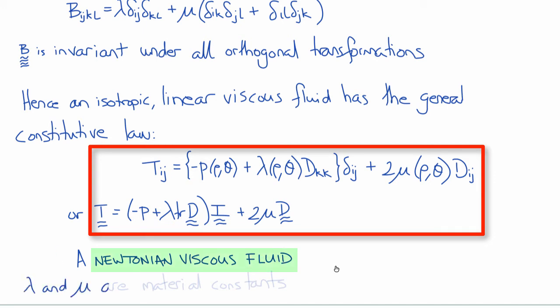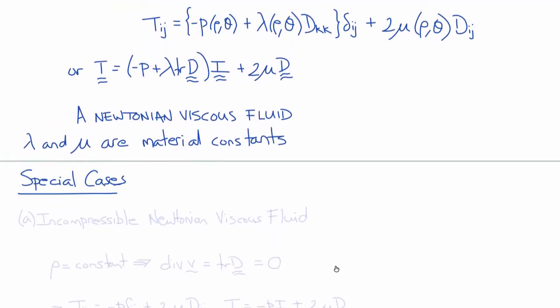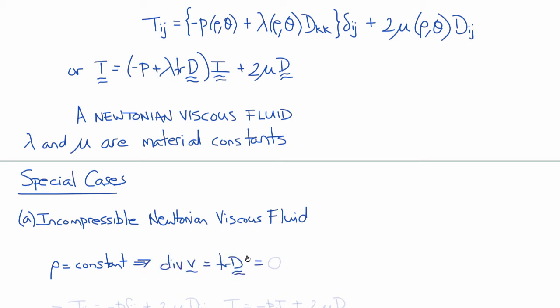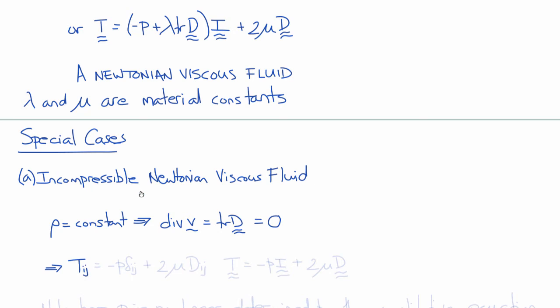And lambda and mu are the two material constants that describe the physical properties of the fluid. Now there are some special cases. One special case of a Newtonian viscous fluid is an incompressible Newtonian viscous fluid. In this case, the density rho is constant, which gives us that the divergence of the velocity vector v, or the trace of d, is equal to zero, and that's this term here. Therefore, the constitutive equation for an incompressible Newtonian viscous fluid simplifies to Tij equals minus P times delta ij plus 2 mu times dij, or in direct notation, T equals minus P times I plus 2 mu times D.